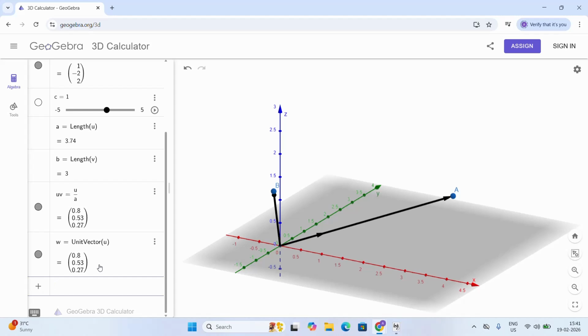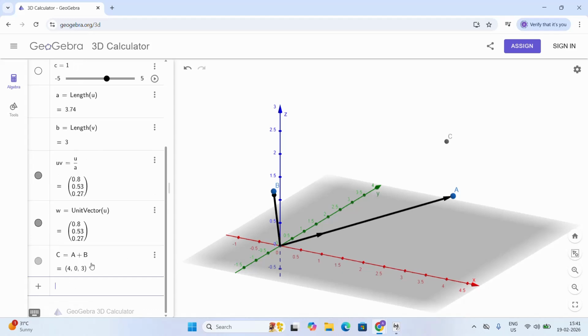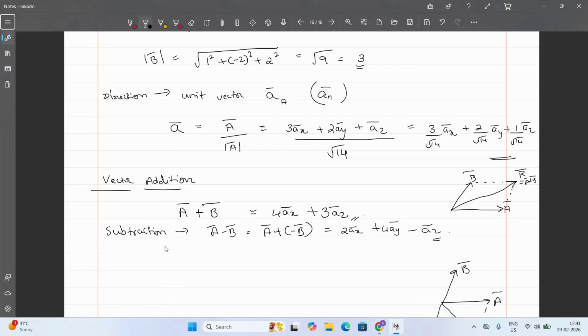Now coming to the next part, we are supposed to find the addition of two vectors A and B. And I want to verify whether the answer is the same as what we have got in the theoretical calculation. Right, so we'll try to find the resultant of the two vectors A and B. So let's say A plus B. Okay, so I've done A plus B. Is the answer correct?